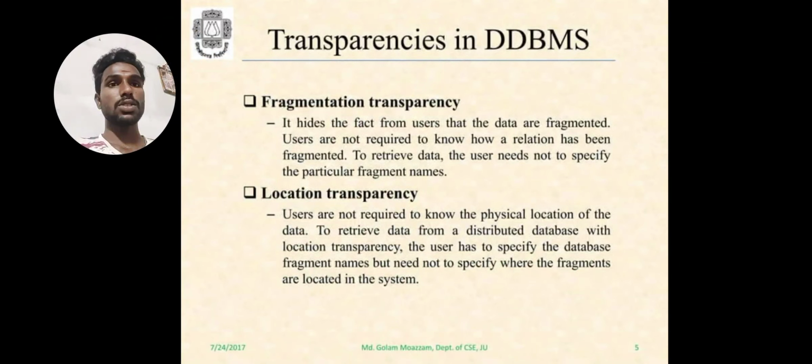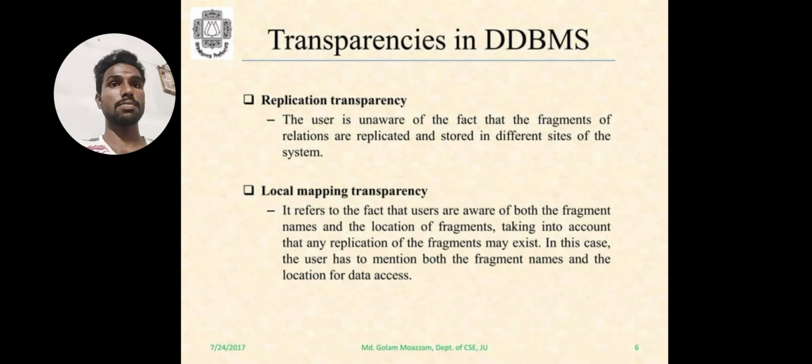Location transparency: users are not required to know the physical location of the data to retrieve data from the distributed database. With location transparency, the user has to specify the database fragment names but need not specify where the fragments are located in the system.